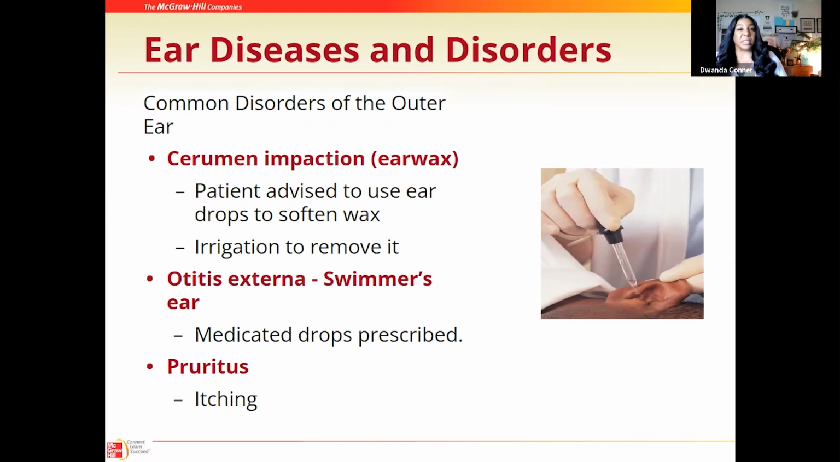Otitis externa is a clinical term for swimmer's ear. And swimmer's ear is going to require medicated drops. Again, they'd be prescribed, written in a doctor's order. We may do them in the office, and then the patient may require education and instruction on how to continue the care once they get home. And then the last one there we have is pruritus. Pruritus is just an uncontrollable, unexplainable itchiness of the ear.